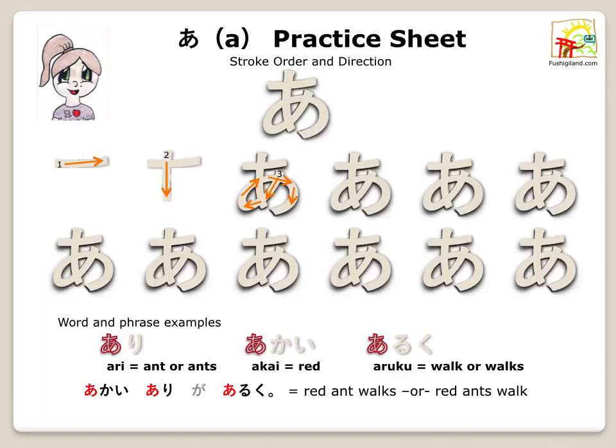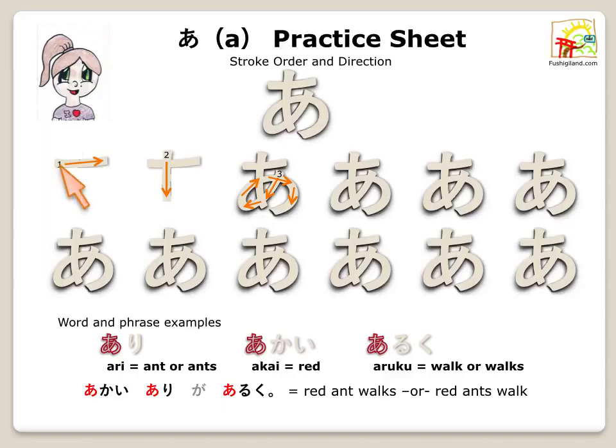At first, A may look like some kind of weird pretzel. But if you're Japanese, it's something like the letter A in the alphabet. Now when you write Japanese, the order you write strokes is important. Also, the direction you write each stroke is important too. Let's take a look at how to write A.